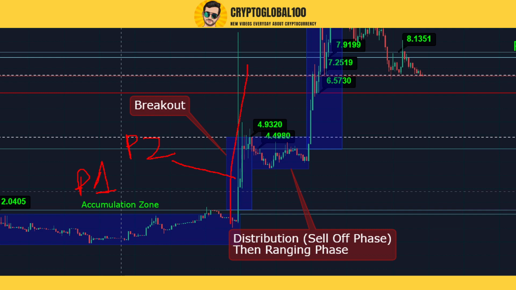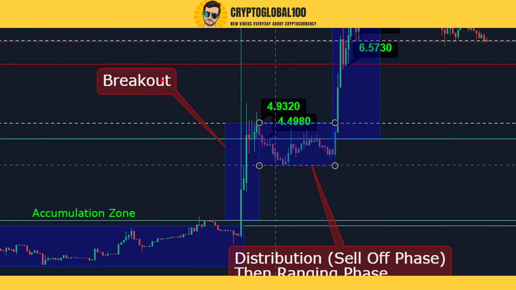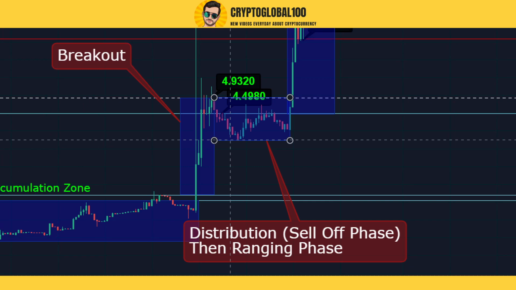And you can see what happened afterwards. After the breakout, the price went up, and after making a breakout, it had to correct itself. And here the price made the third move. This is P3, phase 3. The price came down for the correction at this level, and then it was in a ranging market. You can say it was making strong support at this level. It never went down, so it was making a support here.